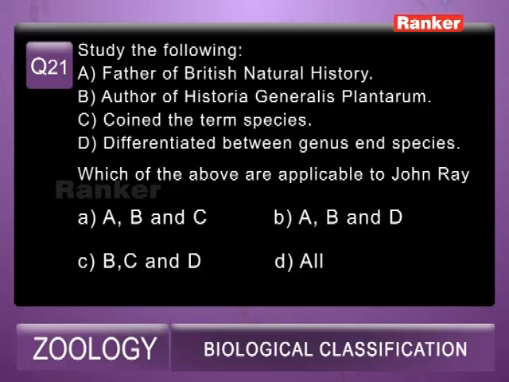Option A, B, C is given, option B, A, B, D are given, option C, B, C, D are given, option D, all. So the 21st question, the answer is D. All options are correct. That is applicable to John Ray.